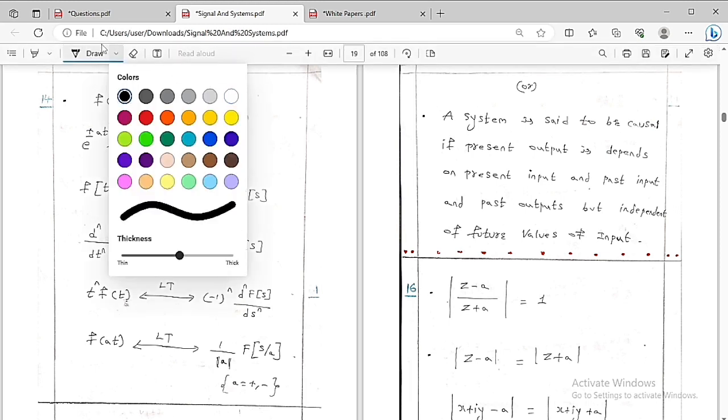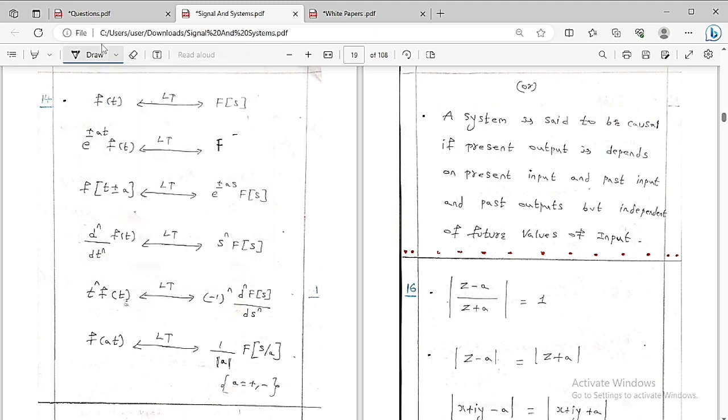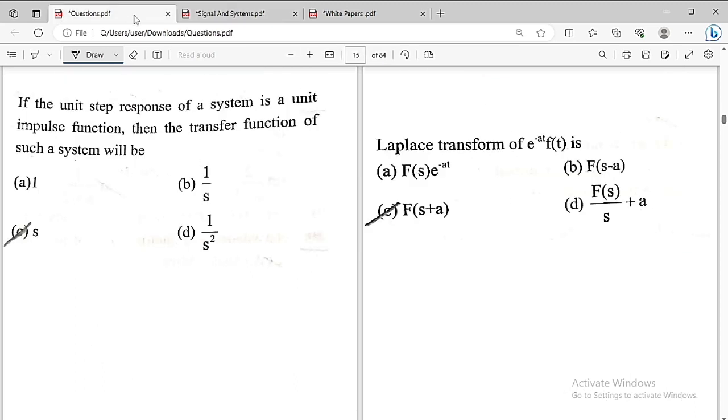This is f of s minus plus a. You can see e to the power of minus a t into f of t is f of s plus a. E to the power of a t into f of t is f of s minus a. As you can see here, e to the power of minus a t into f of t is the Laplace transform f of s plus a.